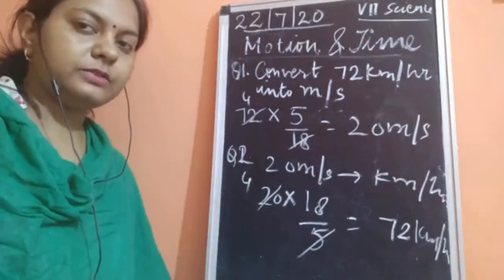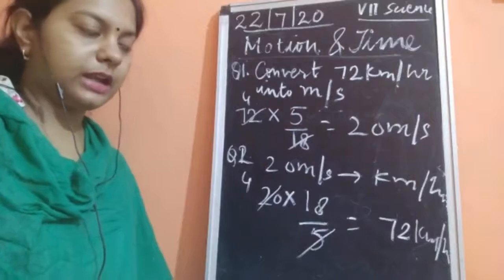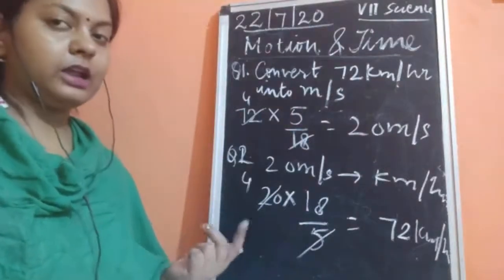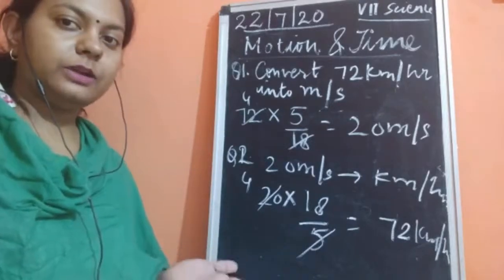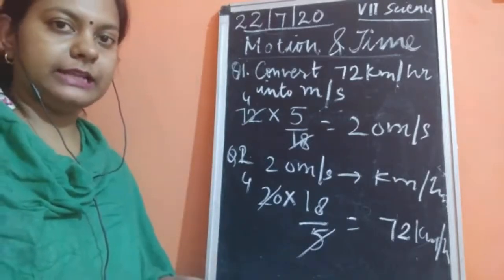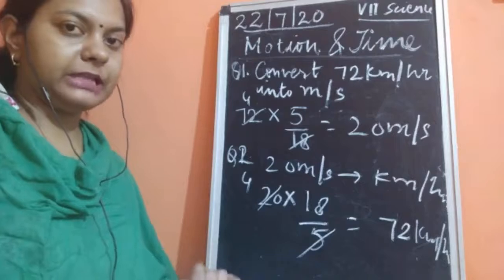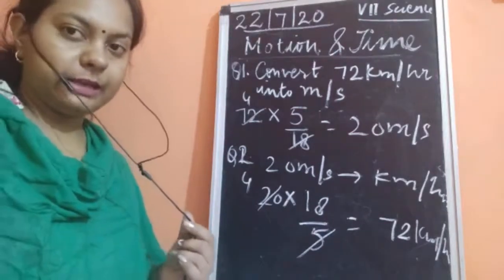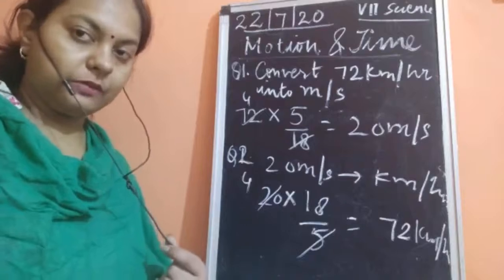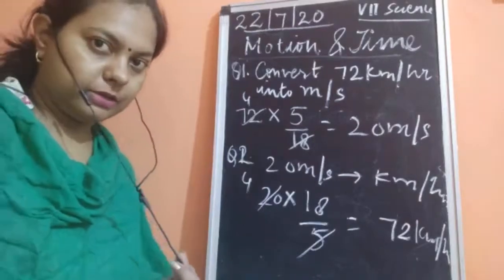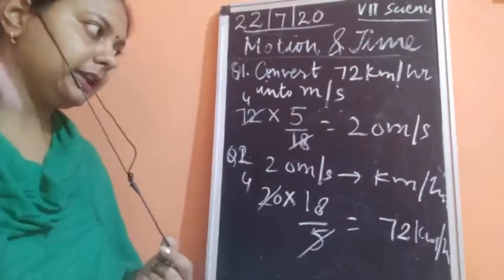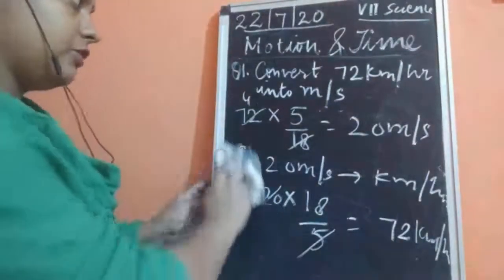So here you can see easily we are converting meter per second into kilometer per hour, or converting kilometer per hour into meter per second very easily by multiplying it by 5 by 18. If you need to convert meter per second into kilometer per hour, you need to just reciprocate it, just convert it by multiplying 18 by 5. Now we'll do some more conversions.